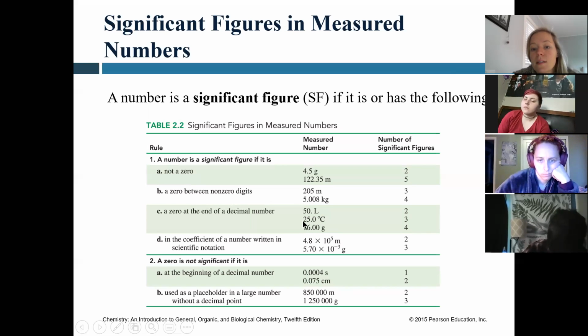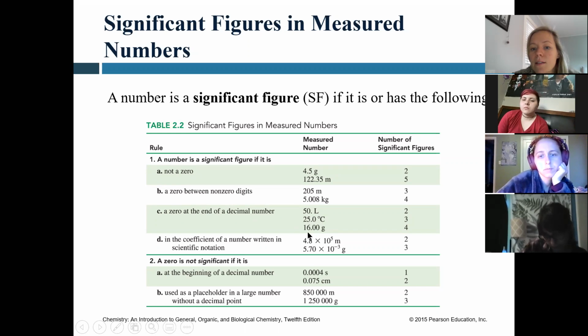25.0 isn't just 2 sig figs, it's actually 3 sig figs. If this 0 wasn't significant, the scientist would have just left it off, right? Why did he go through and write that 0? He wrote it to tell you that his measurement of 25 degrees Celsius is precise to the 10th place.